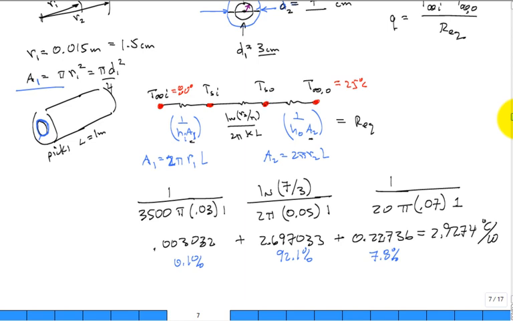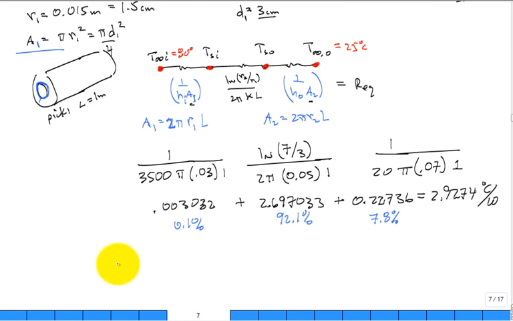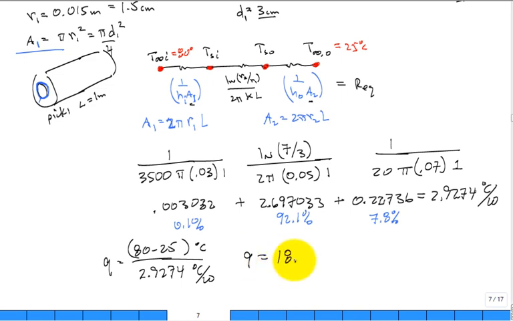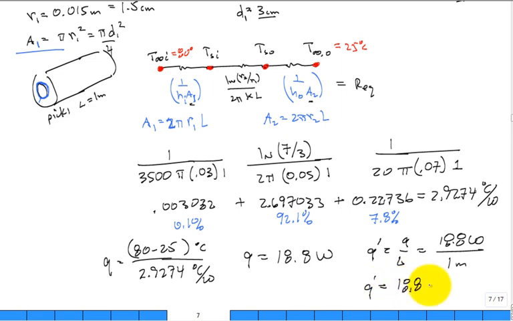So scroll down a little bit and we'll finish out this problem. Q is equal to 80 minus 25, divided by the total resistance, 2.9274 degrees C per watt. This was a difference in degrees C, so Q comes in at 18.8 watts. Now we wanted Q prime, which is Q divided by L. Our Q is 18.8 watts, and we picked the length to be 1 meter, so Q prime is 18.8 watts per meter. And that finishes out this problem.